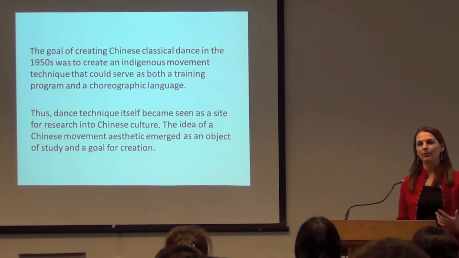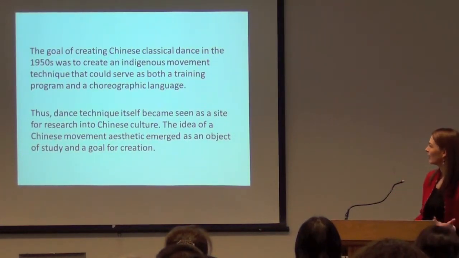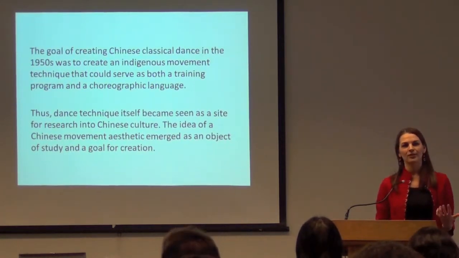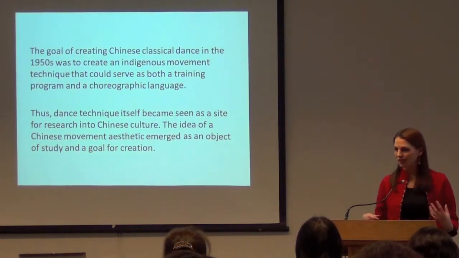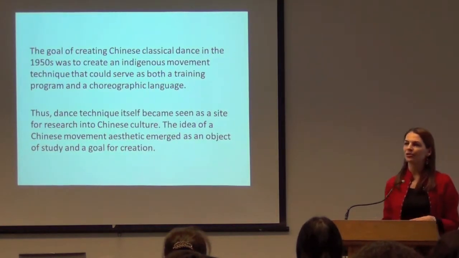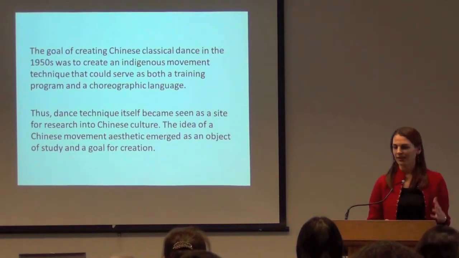What type of movement would convey something Chinese, like an ink painting, or like a pipa, or like a qin sound? And so the idea of a Chinese movement aesthetic emerged as an object of study. Many people were involved in trying to learn about Chinese dance history so that they could create this new form. And they also saw it as a goal, trying to create artworks that would then somehow convey a feeling of Chineseness.